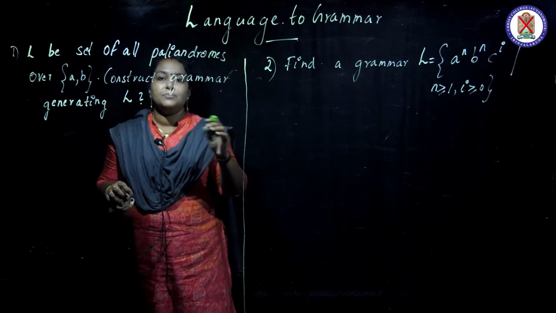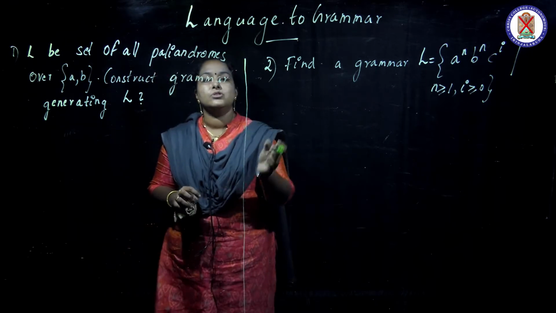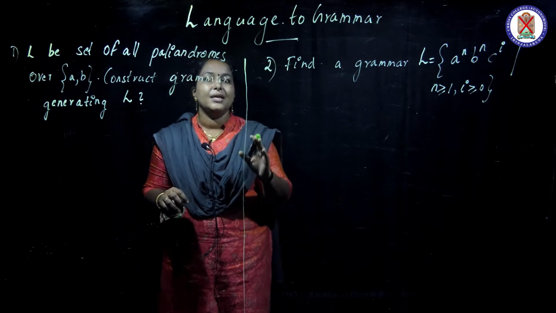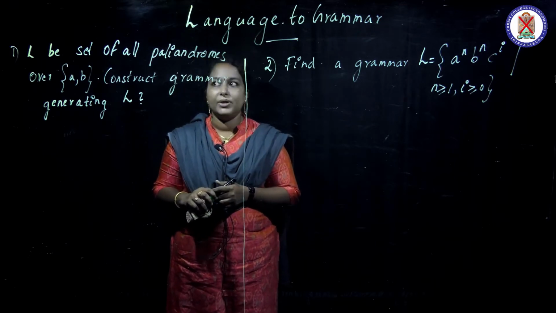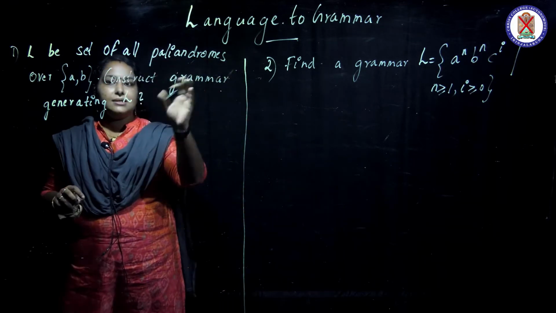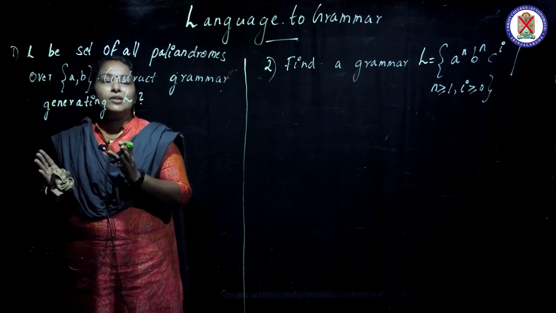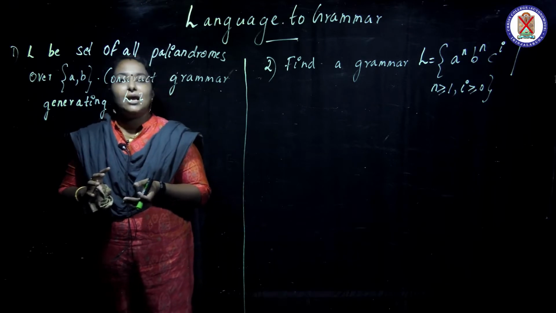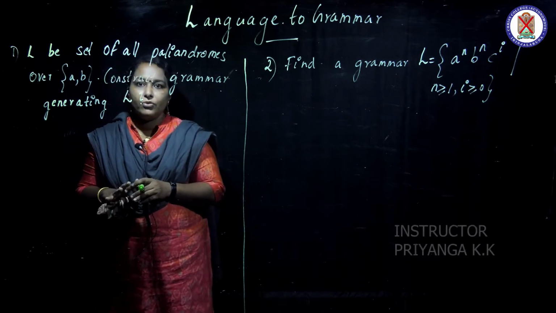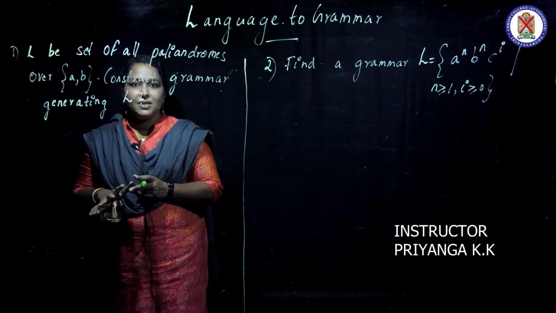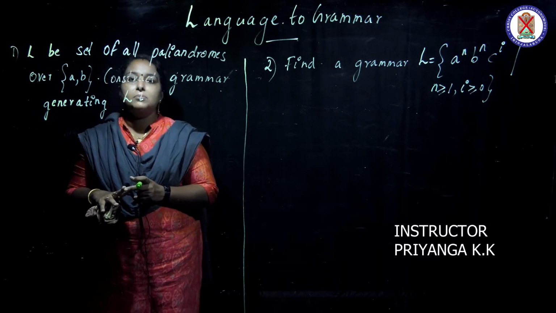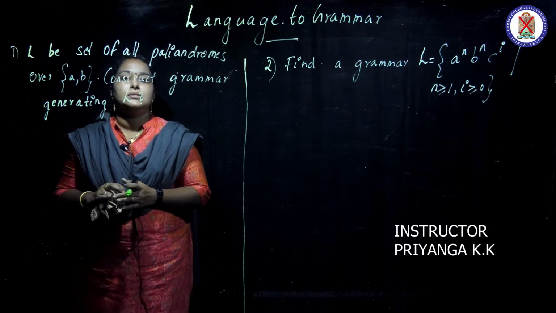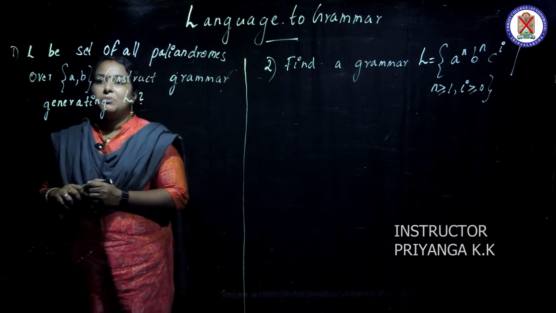Hi everyone, in the previous video we have seen how to convert a grammar to a language. In this video we are converting a language to a grammar. So this is the reverse of that. Here we will be given a language, and we must convert it to a grammar. Already we have seen the grammar tuples are four. First one contains variables, second one contains the alphabets or sigma, third is the production, and fourth is the starting symbol. So keep that in mind.